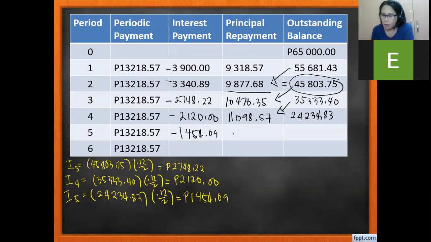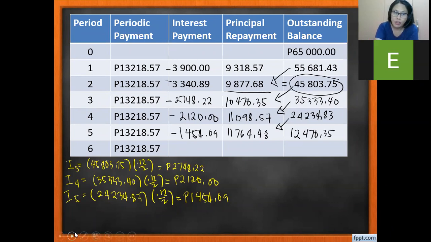So this is pressing 13,218.57 minus answer. So you have 11,764.48 as the principal repayment. And subtract this from the recent outstanding balance. So you will input 24,234.83 minus answer. So you have 12,470.35 as the outstanding balance.